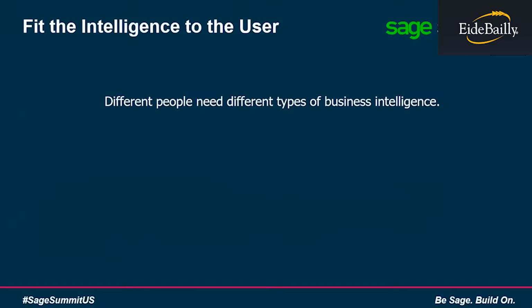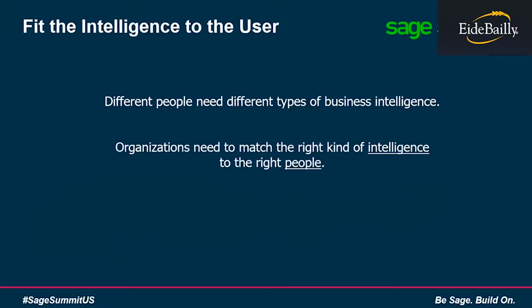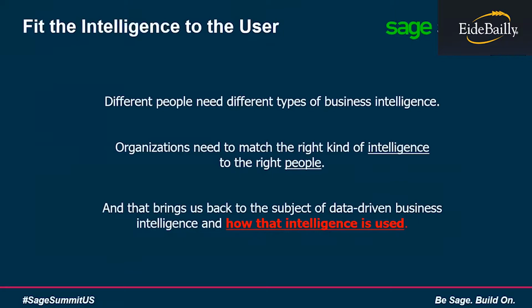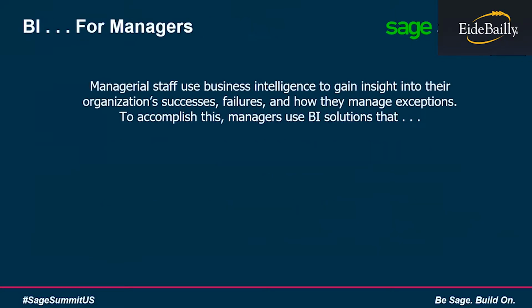executives. The conclusion that we reach is that different people within an organization need access to different types of business intelligence. And so what we need to do, and this is key to achieving this data-driven approach, is that we need to match the right kind of business intelligence to the right kind of people within our organization. And that brings us back to the topic of how this business intelligence is used.